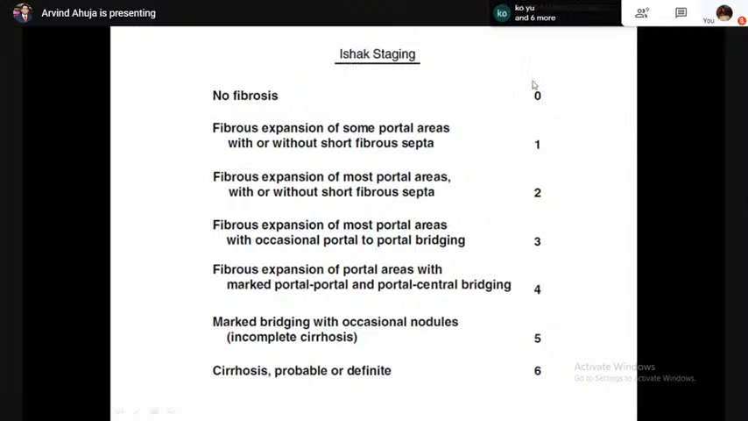This is enumerated at 0 to 6. 0 is no fibrosis. 1 is fibrous expansion of some portal tracts, whereas 2 is fibrous expansion of most portal tracts. 3 is fibrous expansion of most portal tracts along with occasional portoportal bridging fibrosis. And score 4 is fibrous expansion of the portal areas with marked portoportal and portocentral bridging. Marked bridging with occasional nodules is incomplete cirrhosis, score 5, and cirrhosis is a score 6.